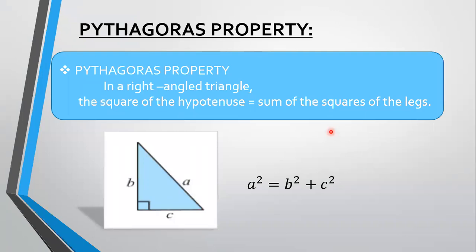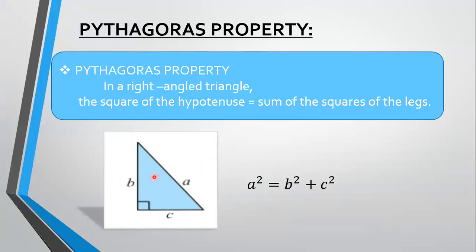See, Pythagoras property states that in a right angle triangle, the square of the hypotenuse is equal to the sum of the squares of the legs. What is hypotenuse? In a right angle triangle, the side opposite to the right angle, here in this triangle, is the right angle and its opposite side is side A here. The side opposite to the right angle is known as the hypotenuse and it is the longest side of the triangle. And the square of this hypotenuse will be equal to the sum of the squares of the legs.